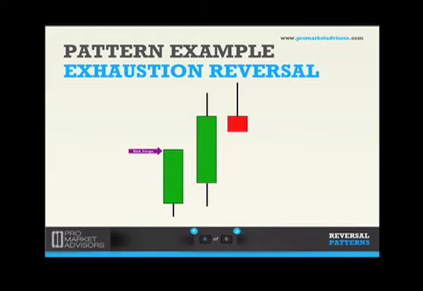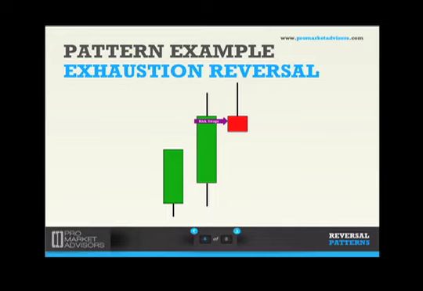Now, let's walk through the story. I've got a green candle. Buyers are in control. I've got a green candle. Buyers are in control. Now I look at this red candle. Really, the red is not that important. It's the shape of the candle. In fact, this body could be green, and it would have the same interpretation.